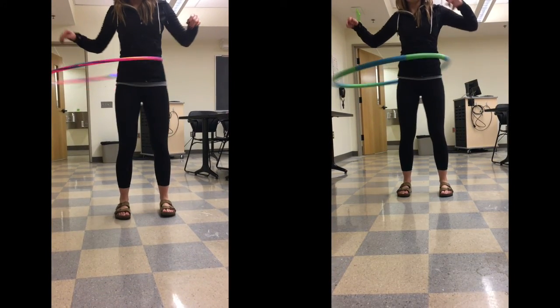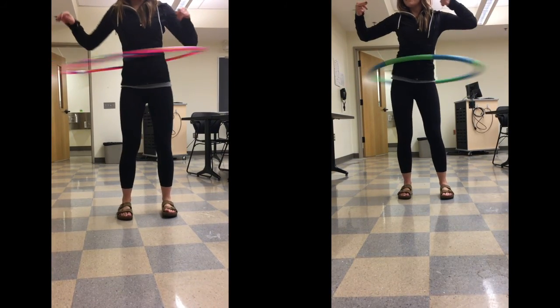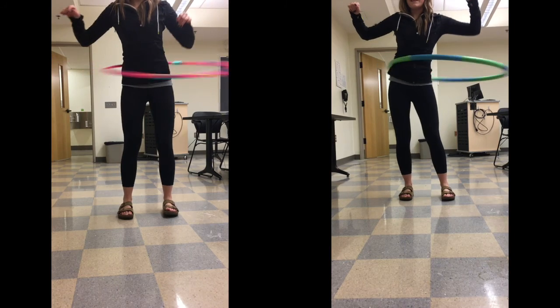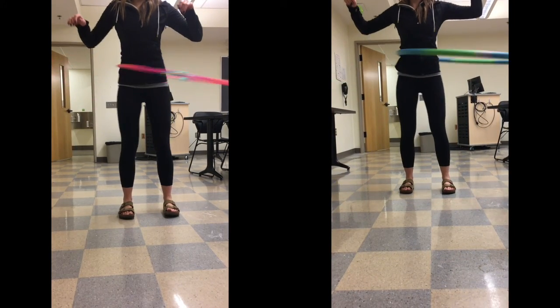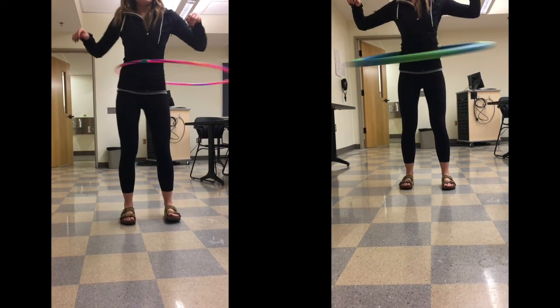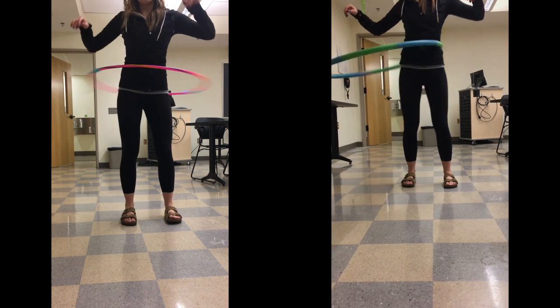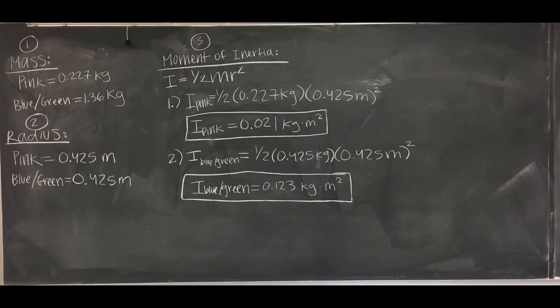For our project, we used 2 hula hoops of different masses to examine the difference in the amount of torque produced by each hoop. The blue-green hoop has a mass of 1.36 kilograms, and the pink hoop has a mass of 0.022 kilograms, each with a radius of 0.425 meters. We first calculated the moment of inertia for each hoop by multiplying 1/2 the mass of each hoop by the squared value of its radius.